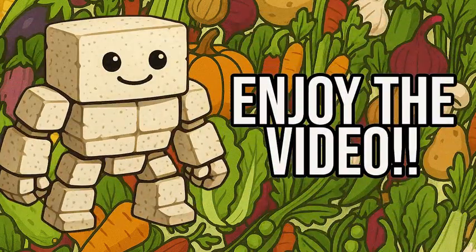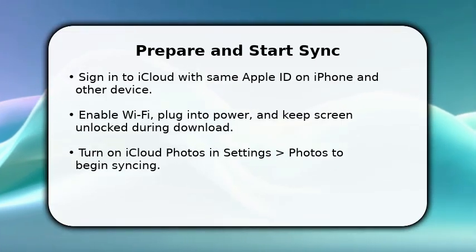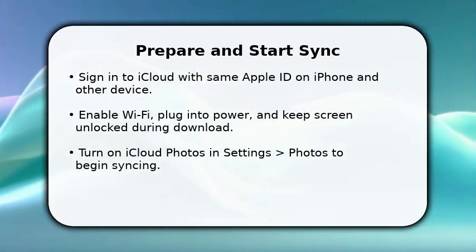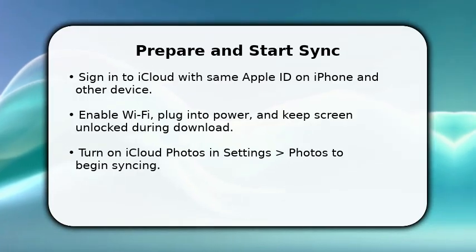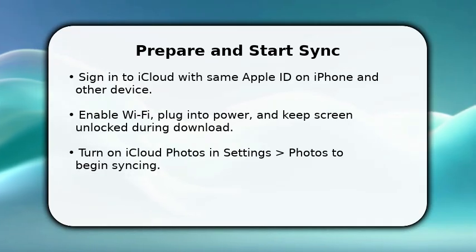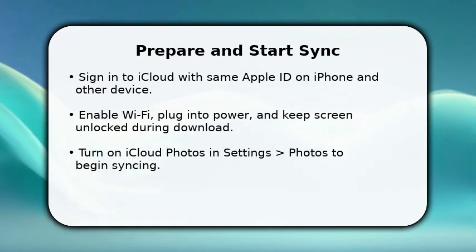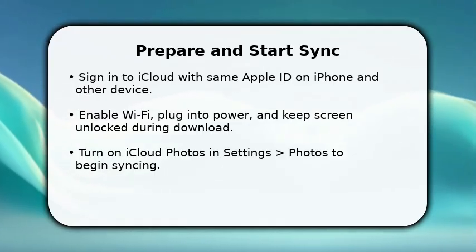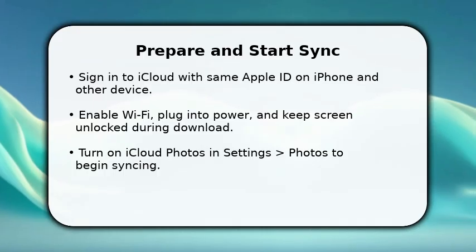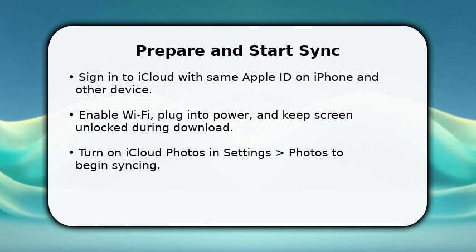Please enjoy the video. You'll begin by preparing your devices so the transfer starts reliably. Sign into the same Apple ID on the iPhone and source device, then open Settings Photos and enable iCloud Photos. Make sure you're on a stable Wi-Fi connection, plug the iPhone into power, and leave it unlocked so background downloads aren't paused. Once started, iCloud will catalog items, then queue originals for download. This initial step triggers the sync. If you skip power or Wi-Fi, the process will stall.